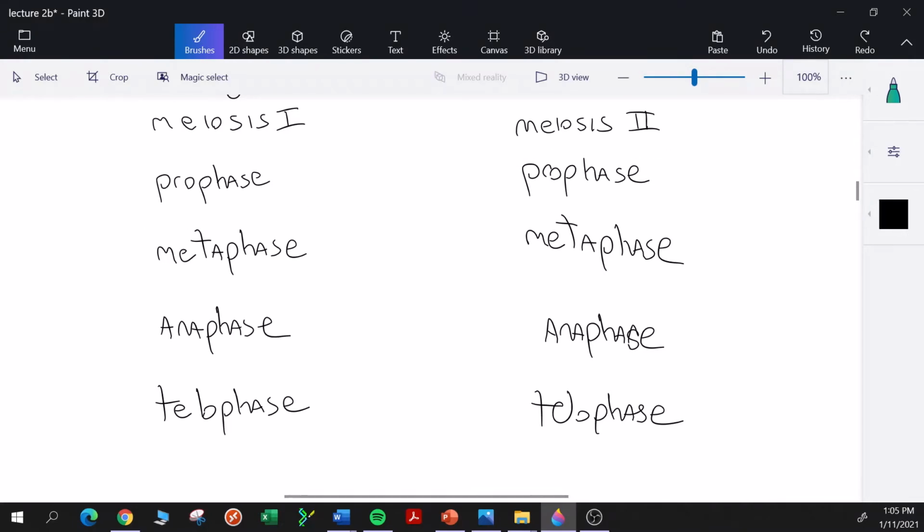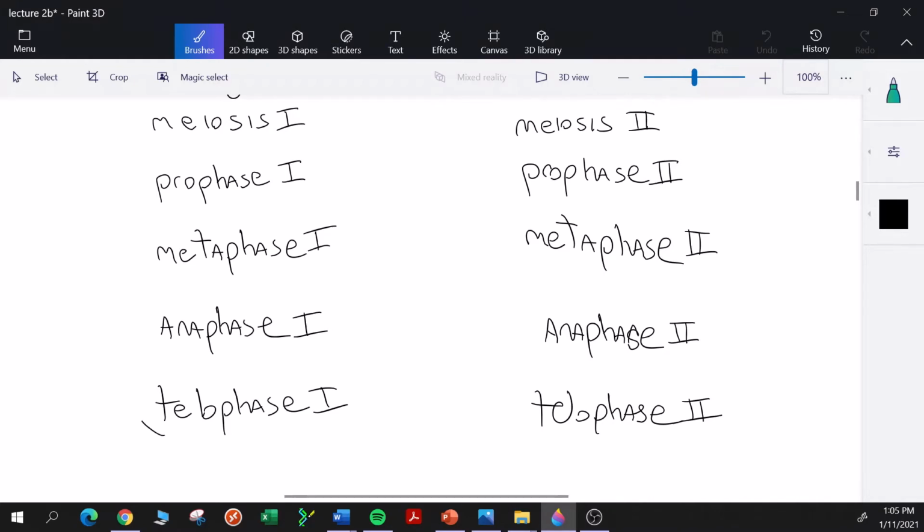Now, we might need to distinguish between prophase during meiosis 1 and prophase during meiosis 2. So we do that just by putting ones after prophase, metaphase, anaphase and telophase. So if I say prophase 1, we know we're talking about prophase during the first meiotic division, during meiosis 1. These, prophase 2, metaphase 2, anaphase 2, and telophase 2.